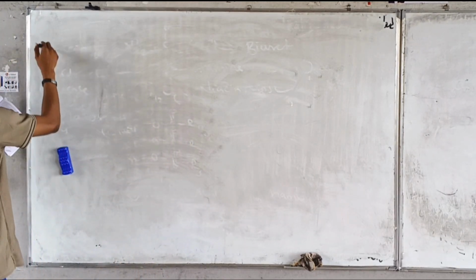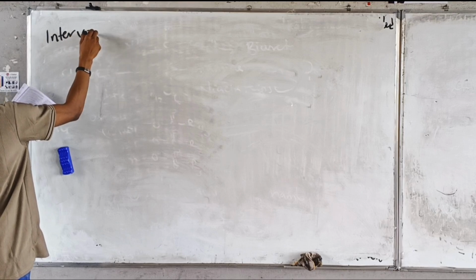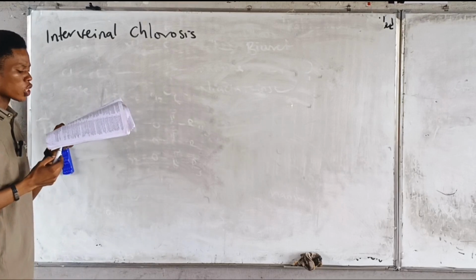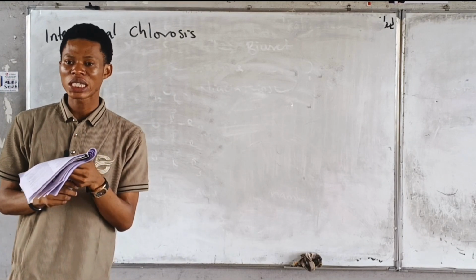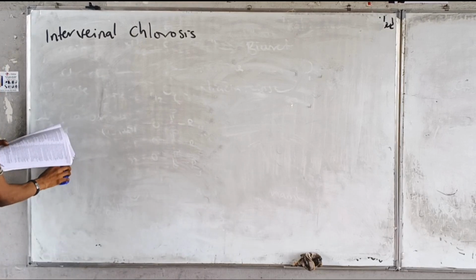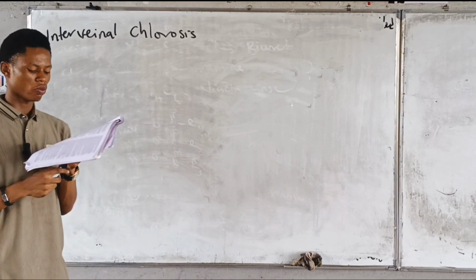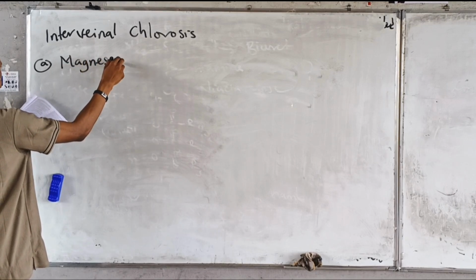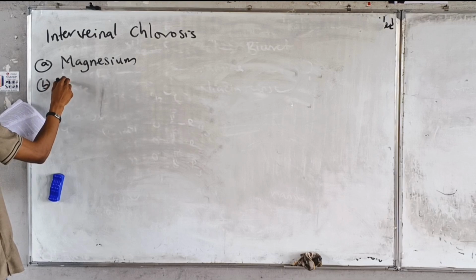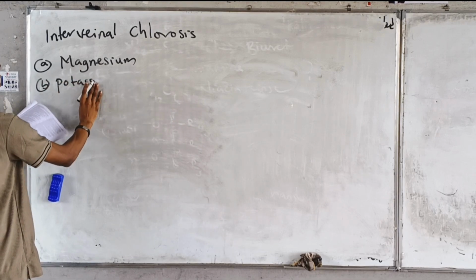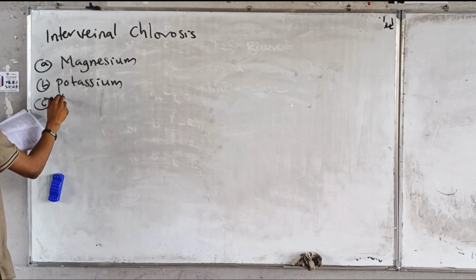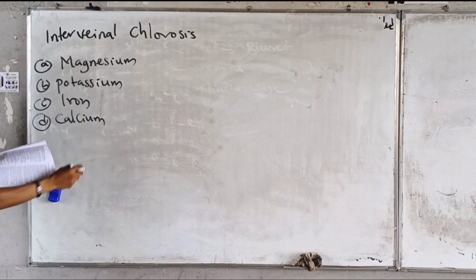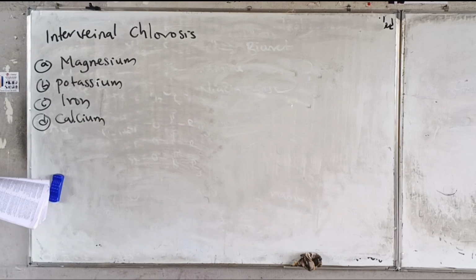Interveinal chlorosis is normally associated with the deficiency of dash. A says magnesium, B says potassium, C says iron, D says calcium. So what's the answer? Iron. Why do you say iron?